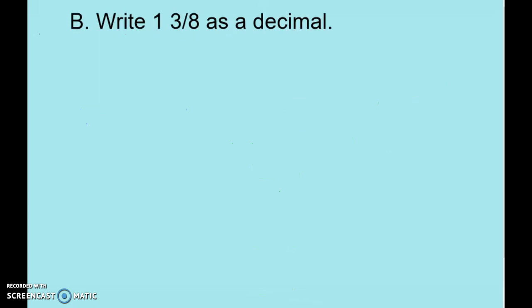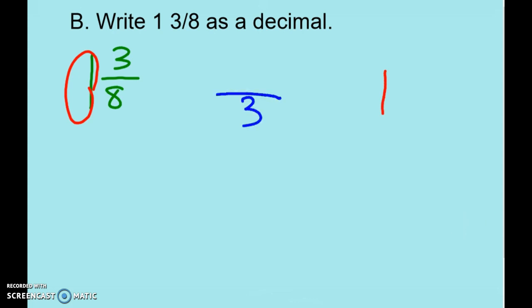Write 1 3/8 as a decimal. So we have the 1 and we have the 3/8. Remember in our notes it says the whole number will remain. We're going to leave that number all by itself. Okay, we're going to leave that one separate. Let's just focus on the fraction, and we're going to divide the 3 by the 8. Okay, same thing. Place your decimal, and 8 does not go into 3, so we're going to add a 0.